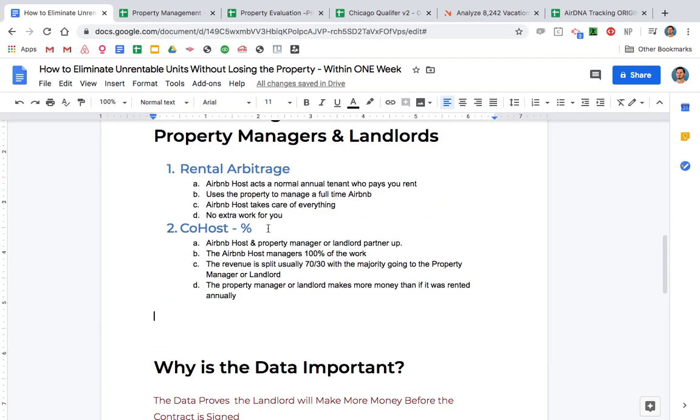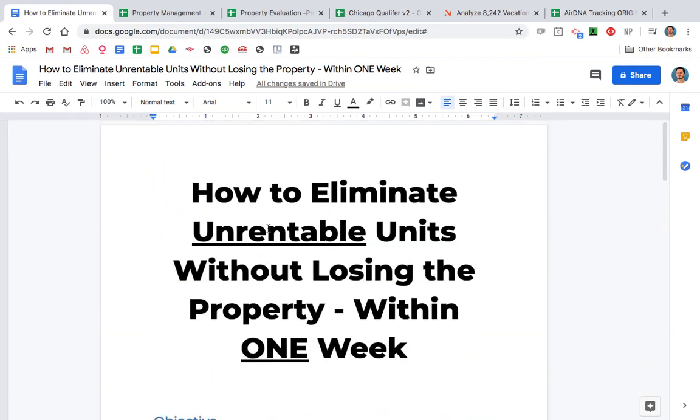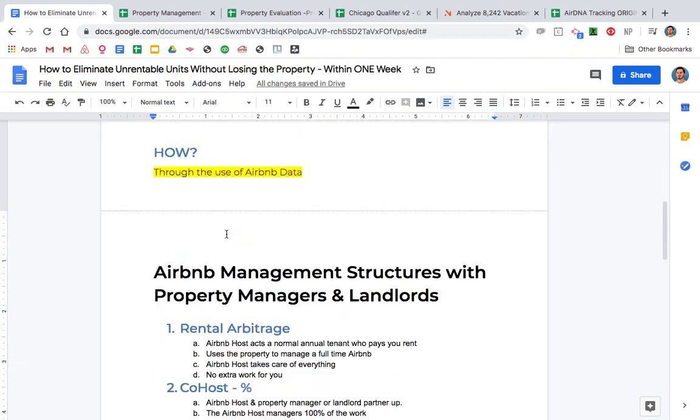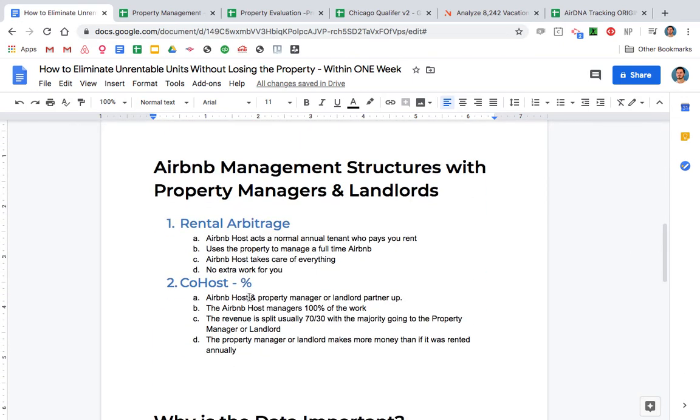Anyways, so for this entire scenario, for all of you property management people and owners with unrentable units, what we're going to actually be talking about today is the co-host model and not the rental arbitrage model. If you wanted the rental arbitrage model, then you'd need a better property because it just won't work. The unrentable units generally will just not work as a rental arbitrage. However, they will work as a co-host.